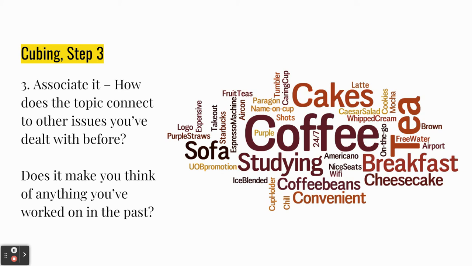Step three, associate it. Remember that associate is things that apply to you, things that are personal to you. Associate it with events in your life, with memories you have, with issues you've dealt with before, with things you have dealt with in class or at work or with friends. Does it make you think of anything you've worked on in the past?